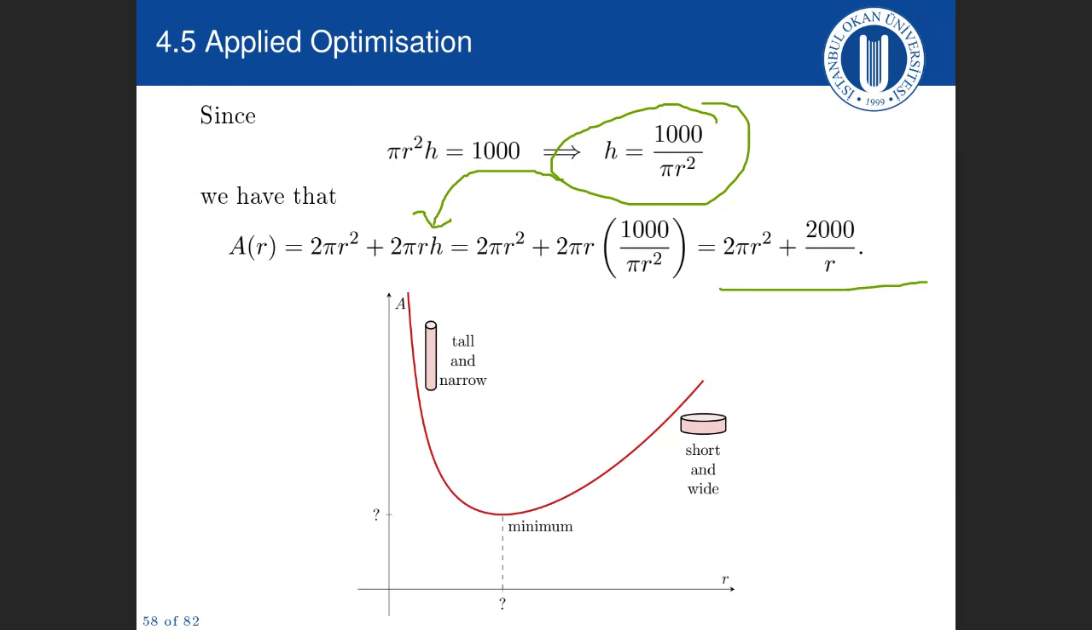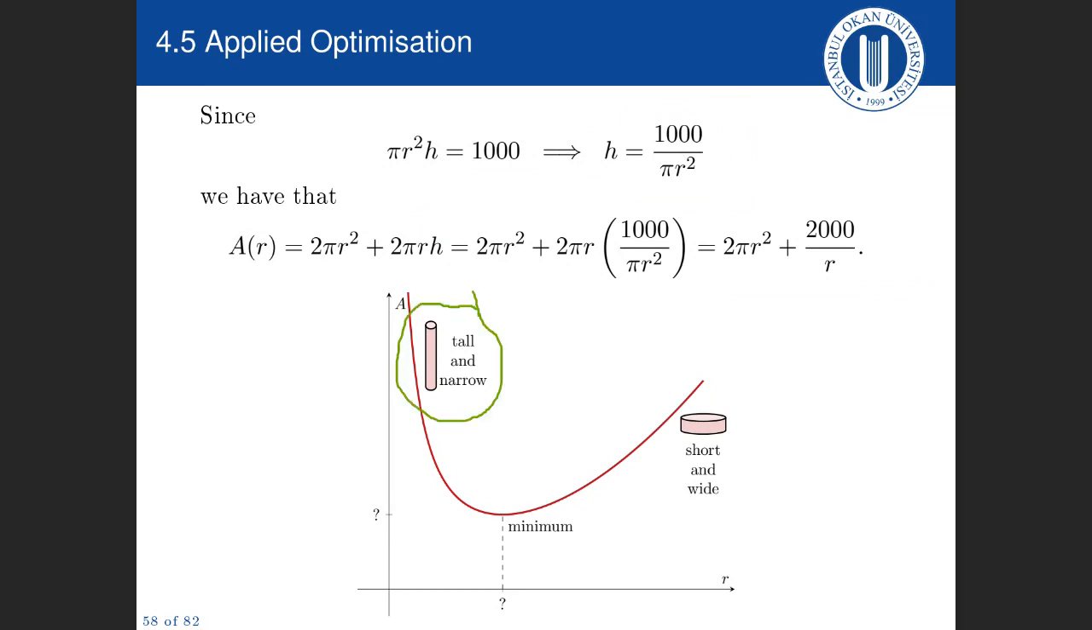And the graph of A looks like this. If R is a small number, in other words, if we have a tall and narrow can, then the area is going to be quite high. If R is a big number, if we have a short and wide can, then again, the area will be quite big. Somewhere in the middle, there's going to be a minimum. How do we find the minimum? We're going to look for the critical points of A, because at the minimum, we're going to have that A prime is equal to 0.